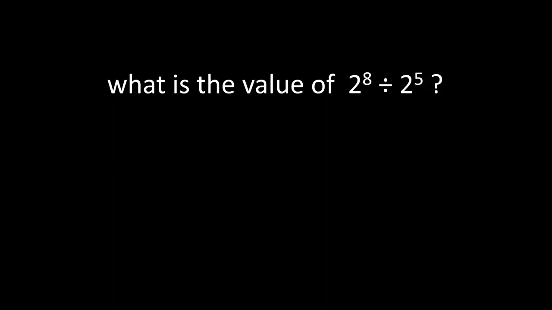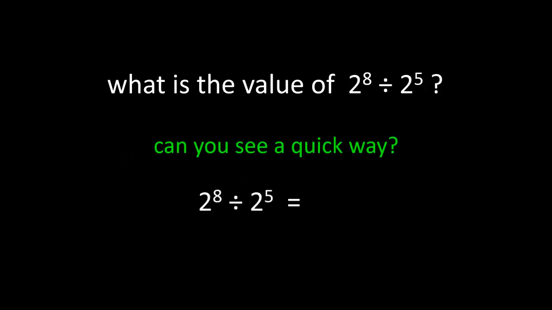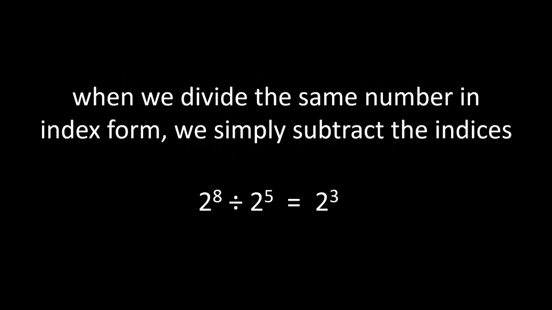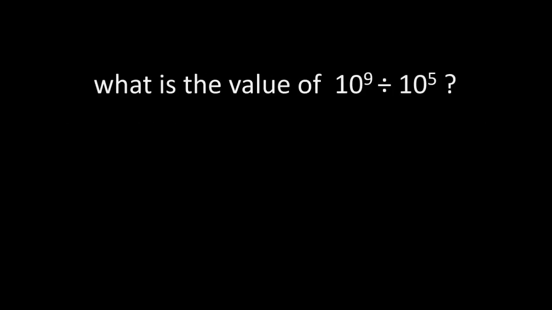We want a quick way. Have you spotted the quick way? Well, what we do, as long as we got the same number, when we're dividing two numbers in index form, we simply subtract the indices. 8 minus 5 is 3. When we divide, same number, in index form, we simply subtract the indices.